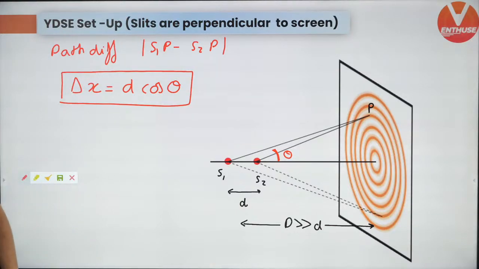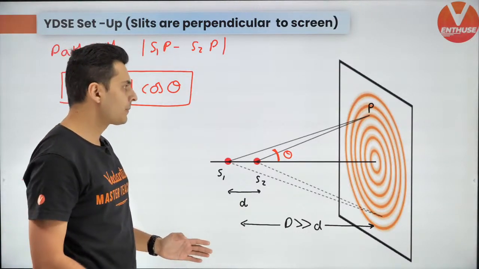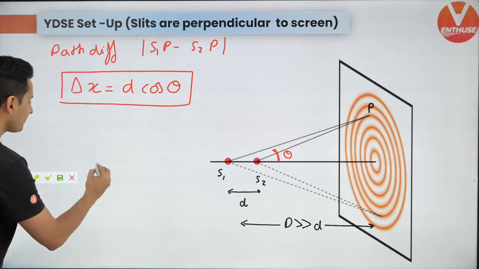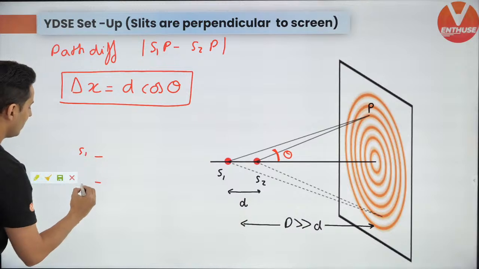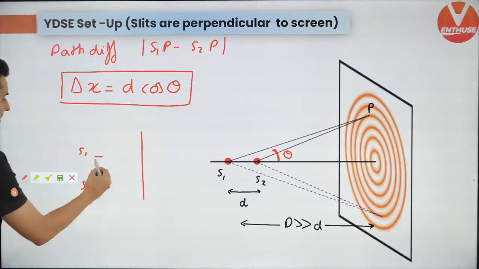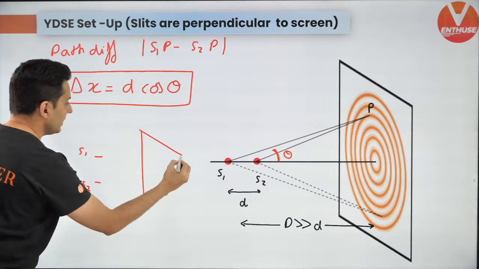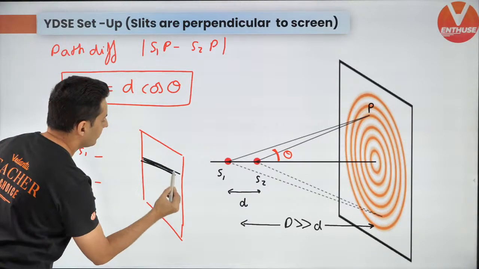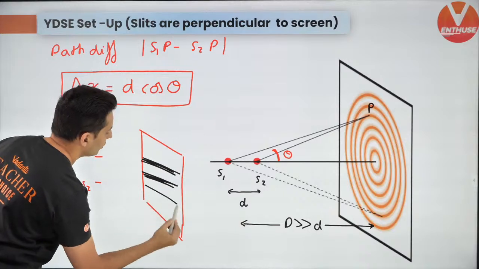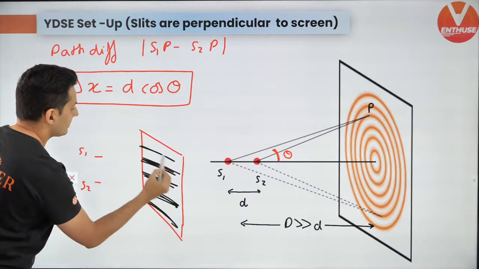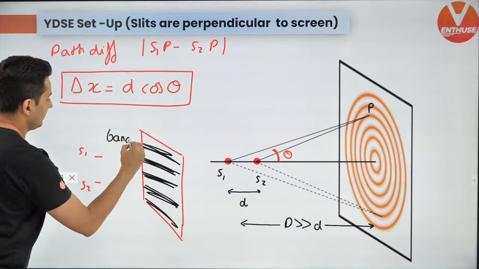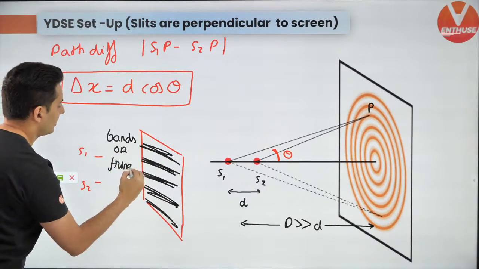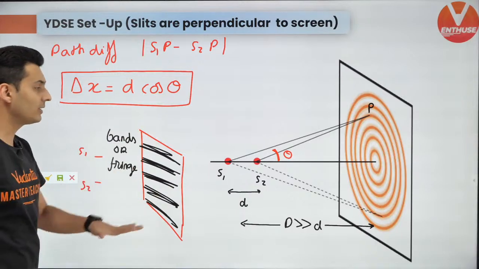Yes. Now the only change is that usually in that previous diagram, when the slits were parallel, one slit was here, one slit was here. Okay. Then what happens is that if the screen is like this, then these regions will be bright, one region will be dark. So you are going to get bands. What are you going to get? Bands or fringes, I would say. These are the fringes that you're going to get on the screen.